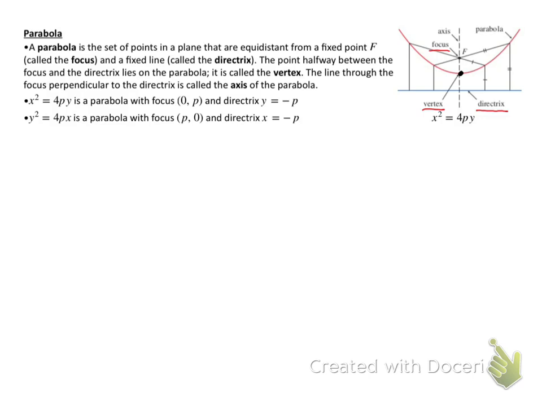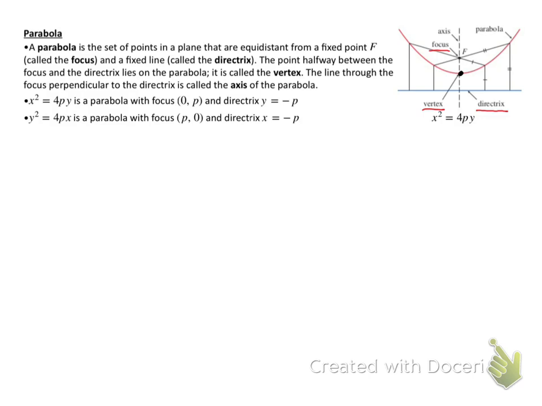And when your directrix is horizontal, you have the equation x squared equals 4py. Okay, so if your directrix is horizontal, parallel to the x-axis, then x is squared. And similarly, if you have a directrix that is vertical, parallel to the y direction, then you will have y squared in the parabola.